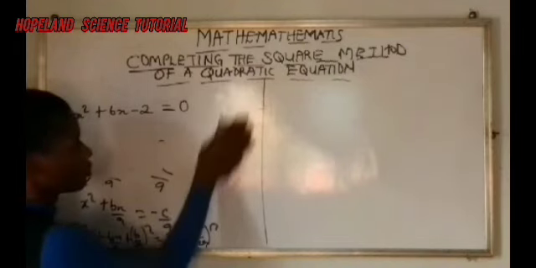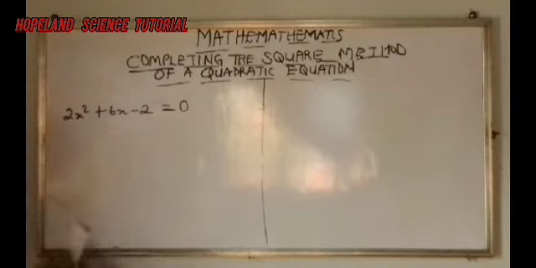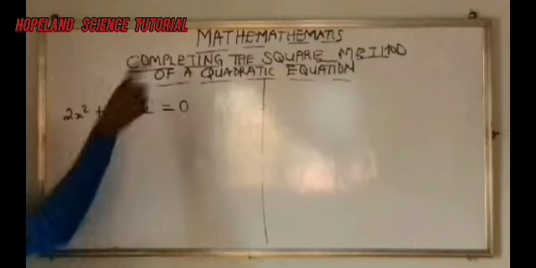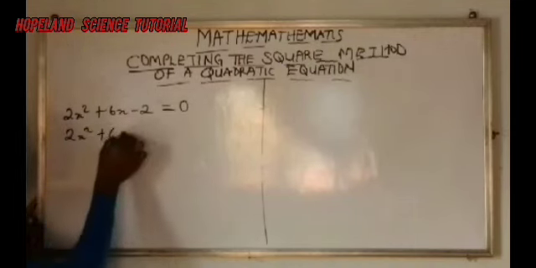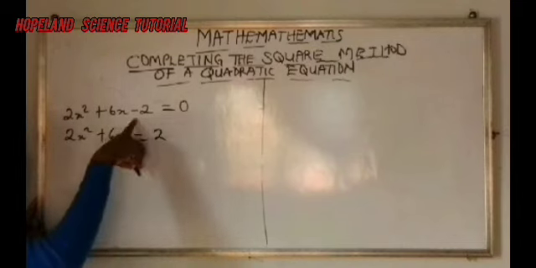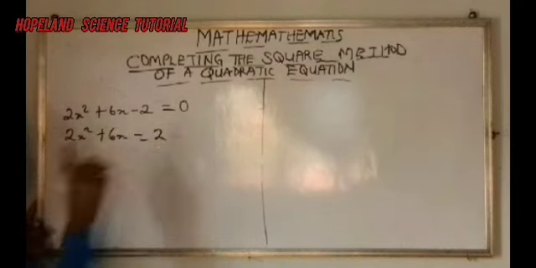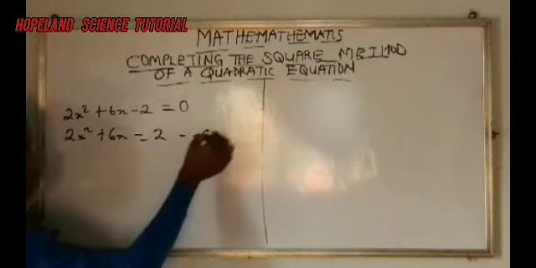Are you together? So remember that the first step in resolving a quadratic equation using the completing square method is to take c over to the right hand side. So I have 2s squared plus 6s equals 2. Remember, when a negative sign crosses the equality sign, it becomes positive. That is the first step. Step 1, let me number it for you to know.